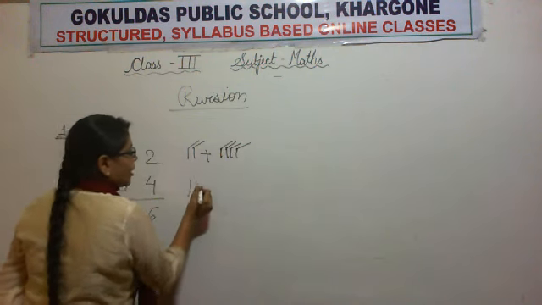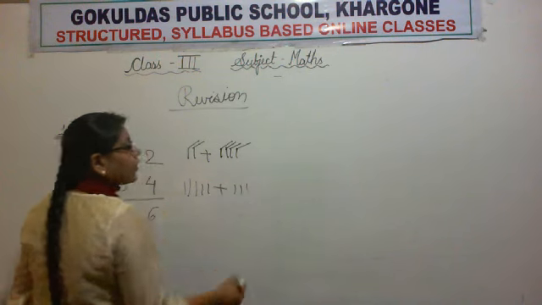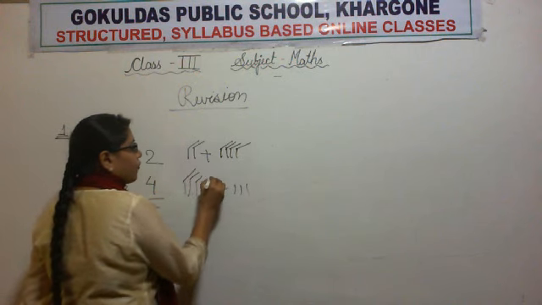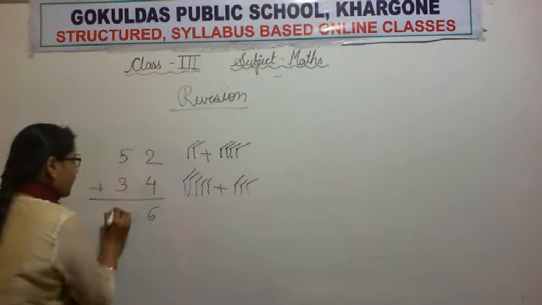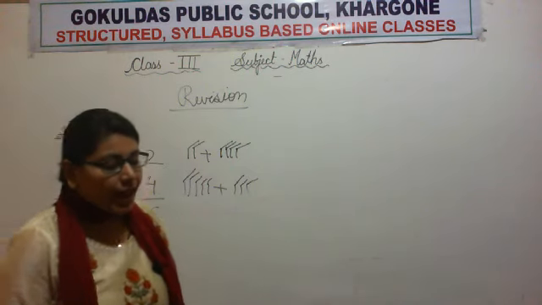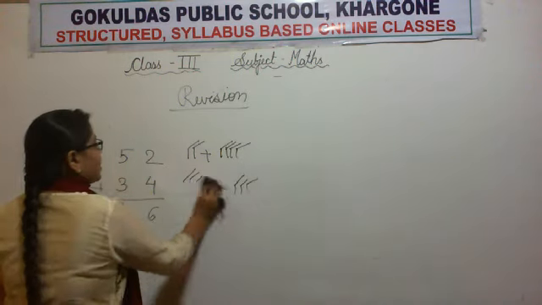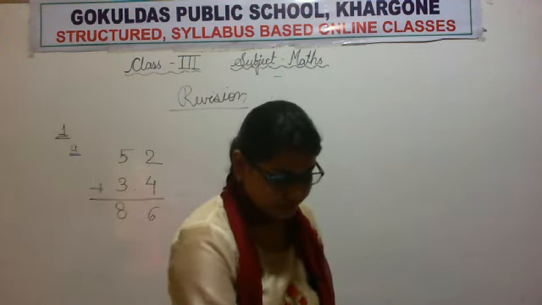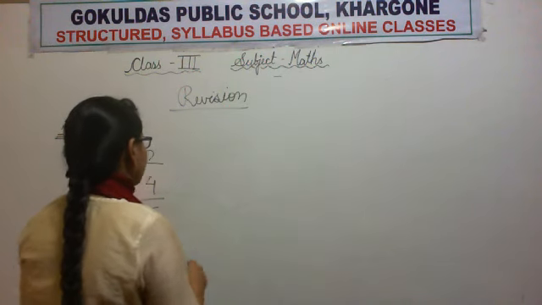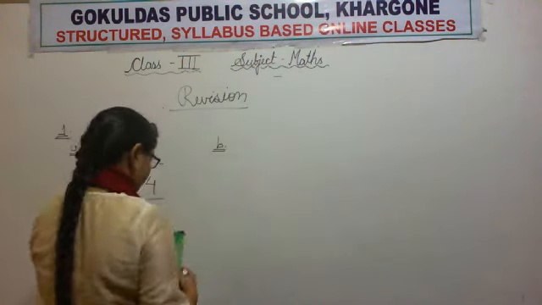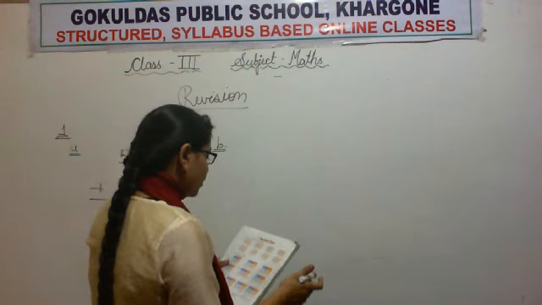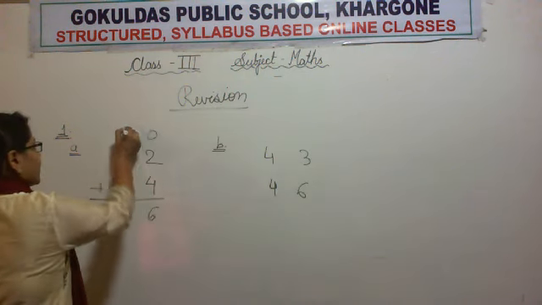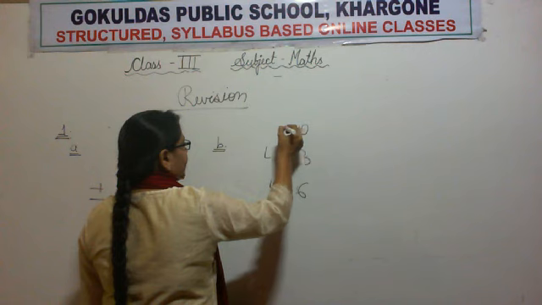5 and 3. We will draw 5 sticks and we will draw 3 sticks. Now let's count how many sticks. 1, 2, 3, 4, 5, 6, 7 and 8. So we will write the number 8 here. Okay. Now part B. Two numbers, 43 and 46. And do not forget to write the places.